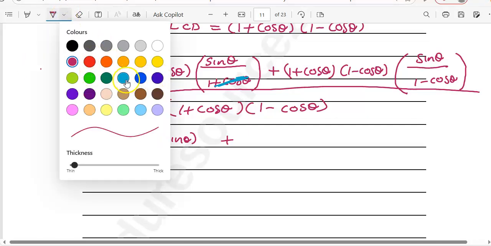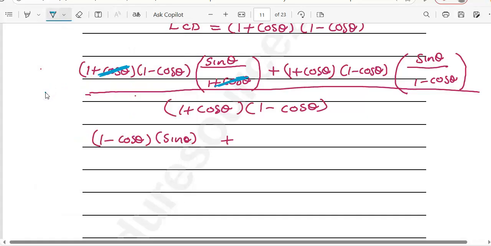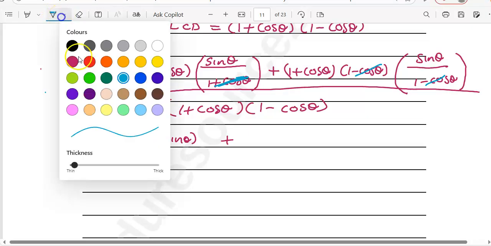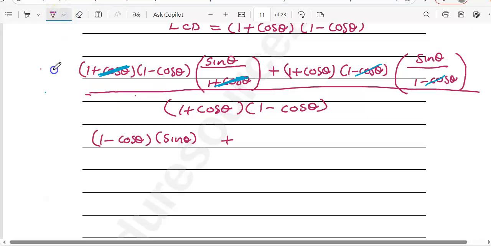I'm going to explain this cancelling part next. This and that will cancel. What do we have there? We are left with this: 1 plus the cos theta into the sine of theta.